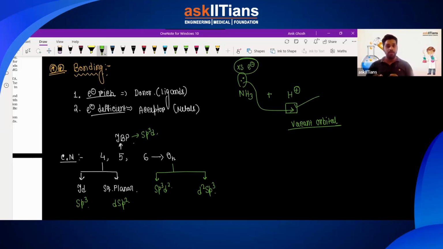Again, I'm not explaining anything right now, guys. I'm just telling you the facts over here. Two types of octahedral complexes can be there. Whenever somebody has an sp3d2 hybridization, we call it an outer orbital complex. And whenever somebody has d2sp3, we call it an inner orbital complex.